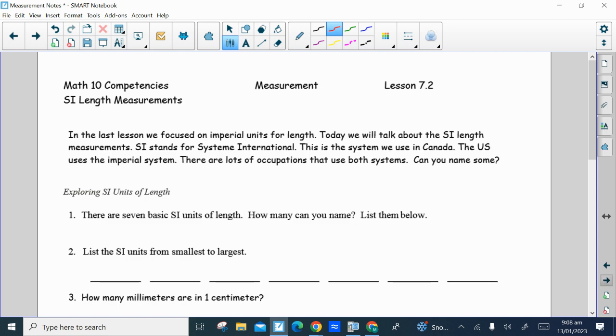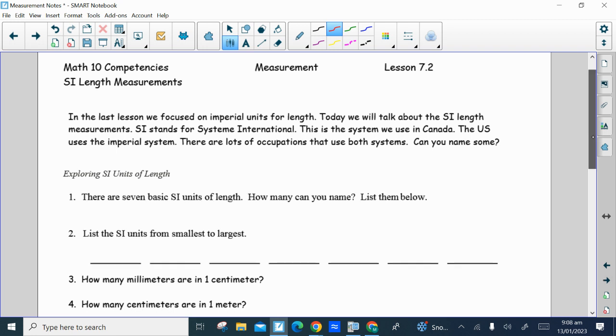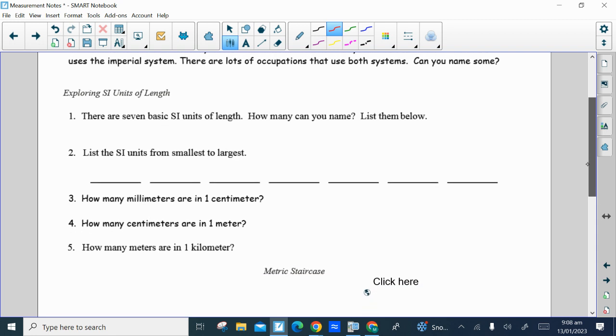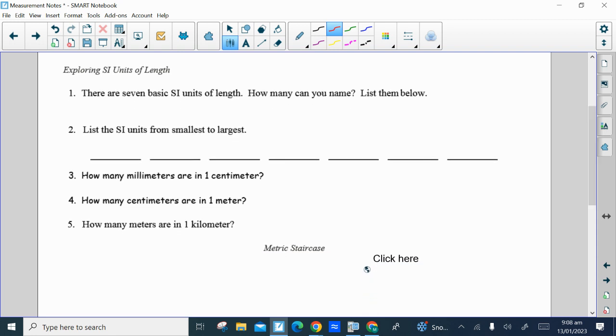So now let's go on to the metric system. This is a system we use in Canada. Again, SI is normally used. It stands for System International. And we talked about the fact that there are occupations that use both systems, especially those in the trades industry. They use both systems.